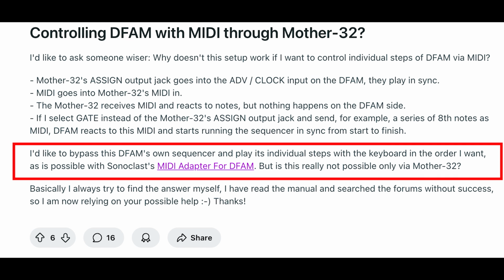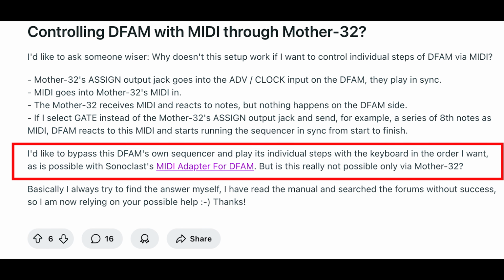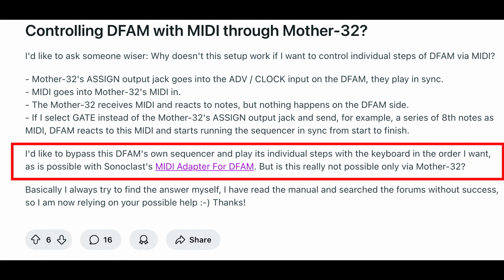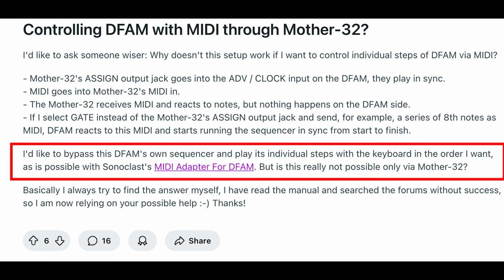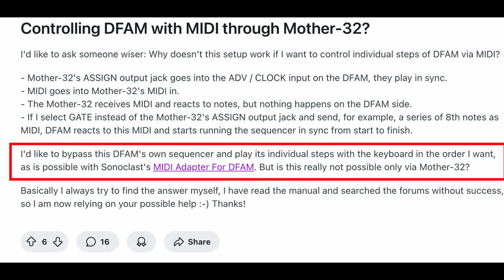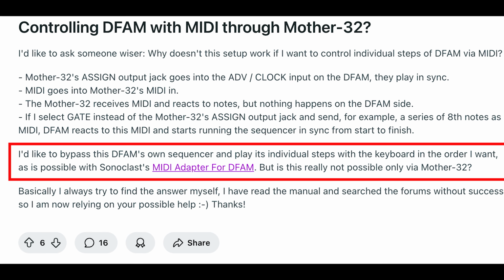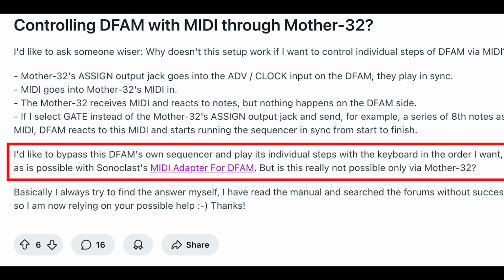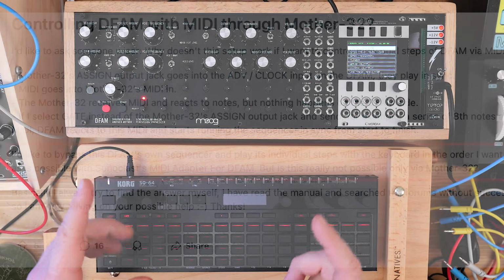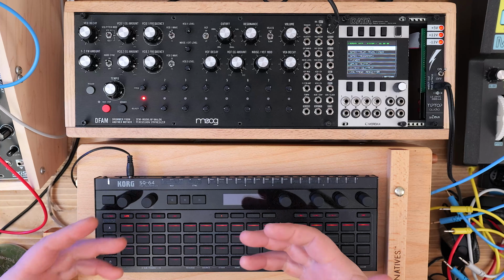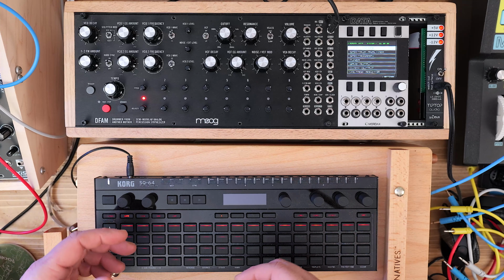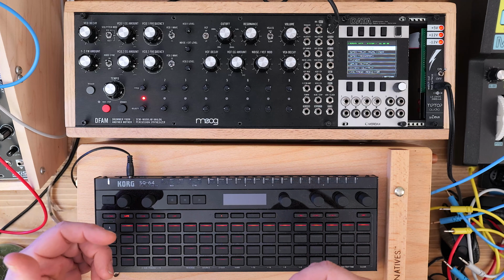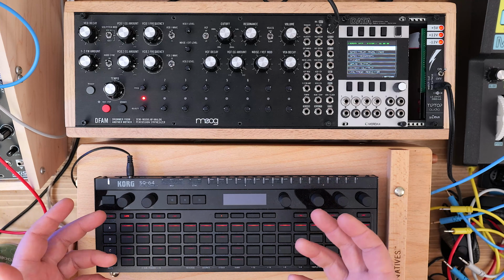They said, I'd like to bypass the DFAM's own sequencer and play its individual steps with the keyboard in the order I want. As this is possible with Sonic Class's MIDI adapter for DFAM, but is this really not possible only via the Mother-32? I did do a video on the DFAM thing. I'd highly recommend checking that out because that absolutely does what this person was asking for.